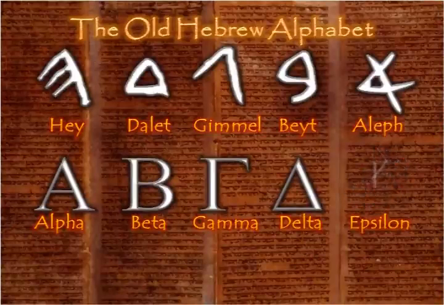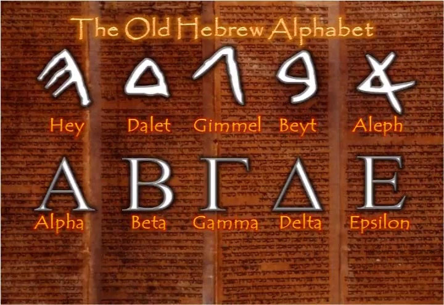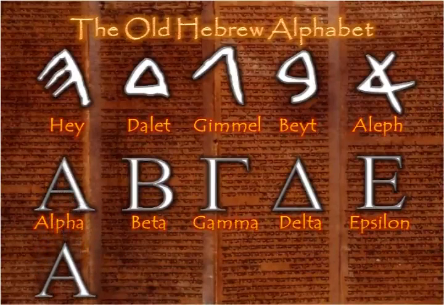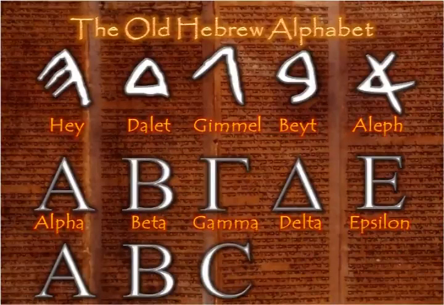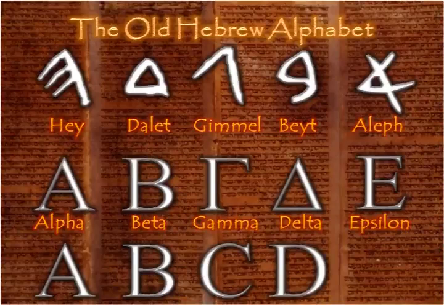Our English alphabet is Roman, and because the Romans adopted the Greek alphabet, we're able to see our own modern English alphabet in these ancient Hebrew turned Greek letters: the A, B, C, D, and E.